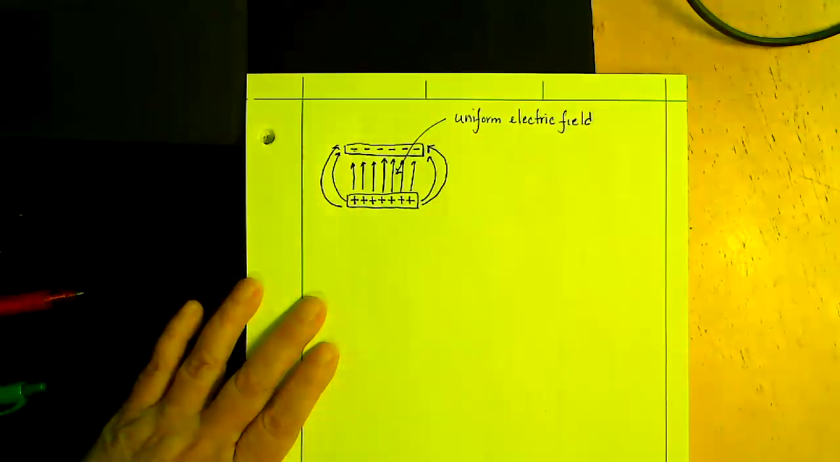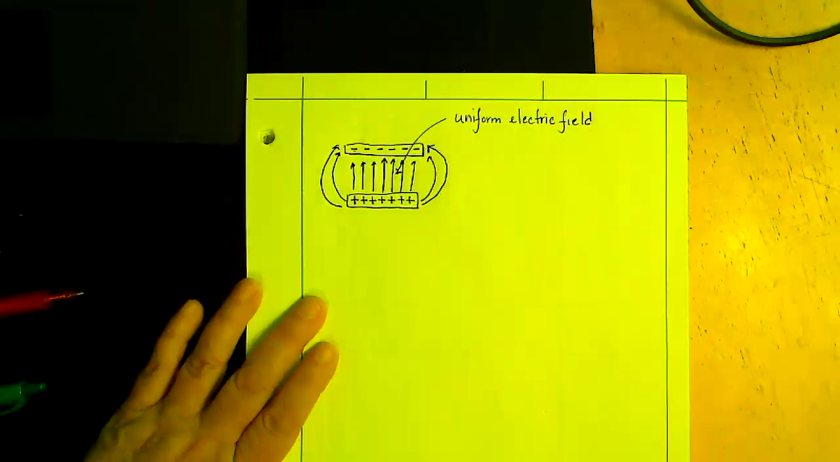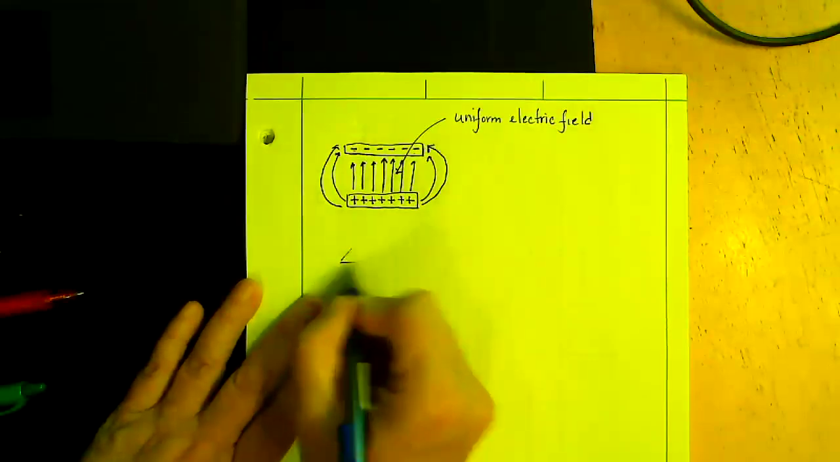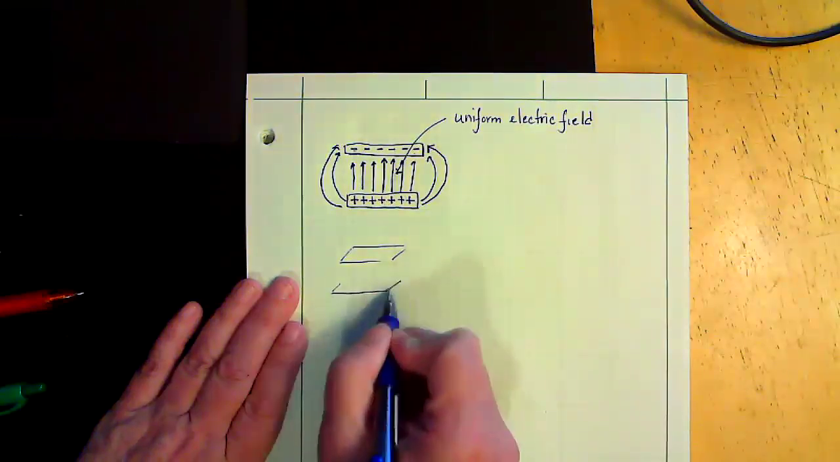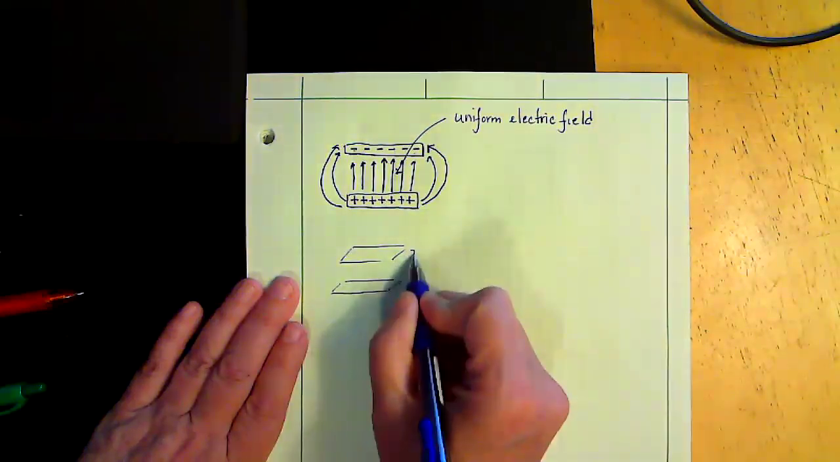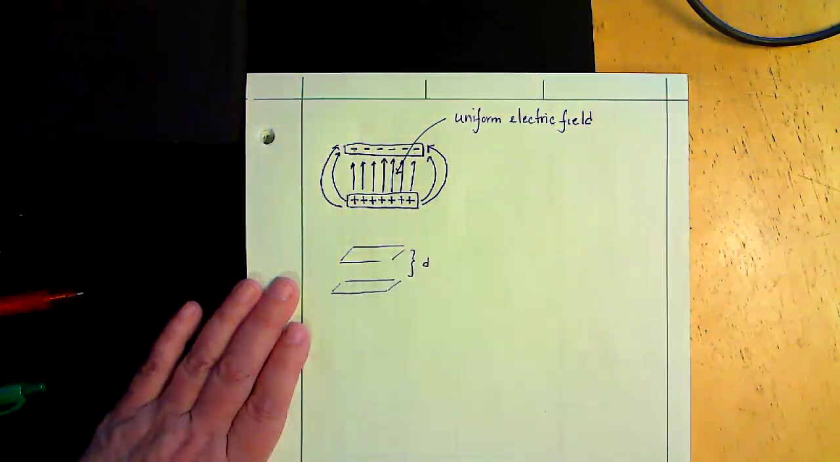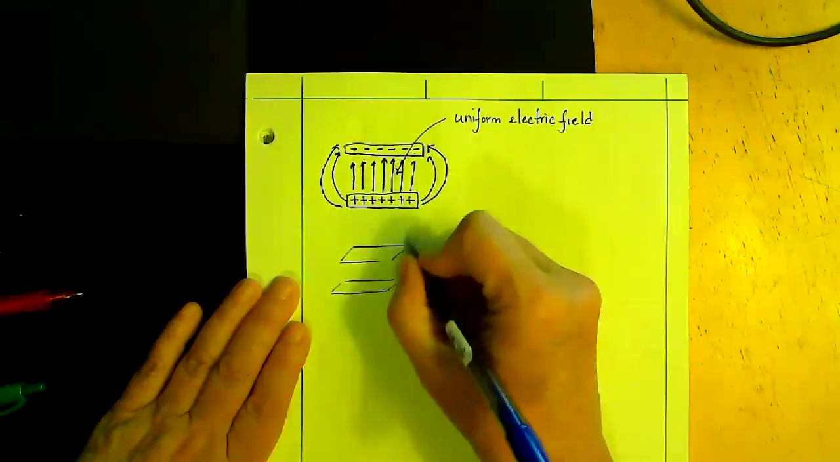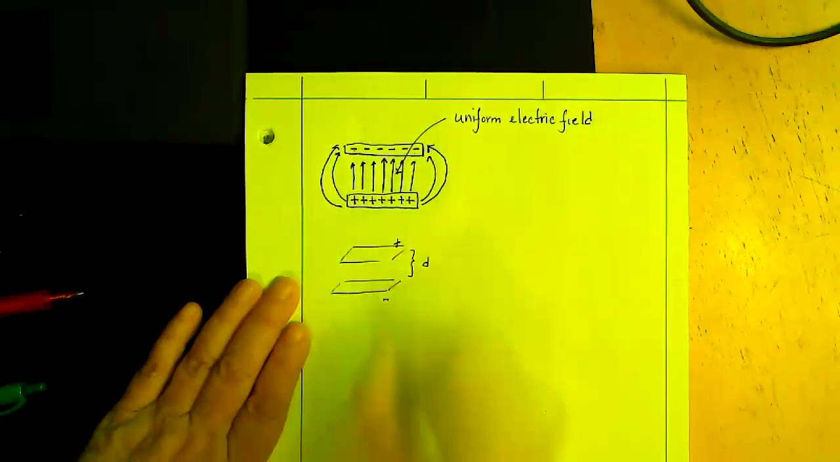I get a uniform electric field, and I can start doing something with that. And we know by experience that we can do this. So I can take a piece of aluminum foil, and I can take another piece of aluminum foil, and I can separate it by a little distance here. Okay, I can do that. And I can attach a positive to one piece and a negative to the other. And that's all well and good.